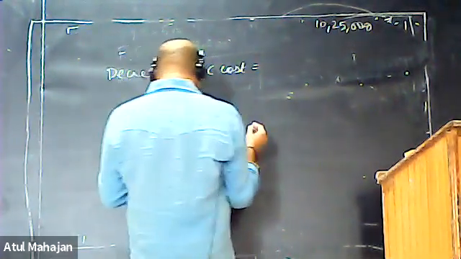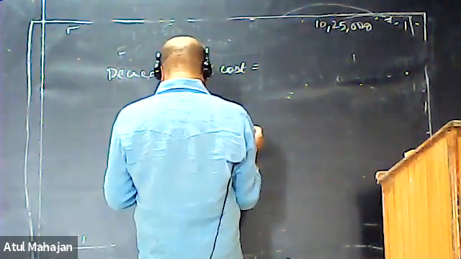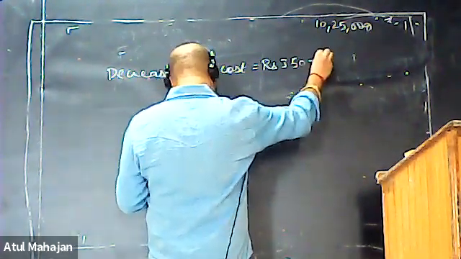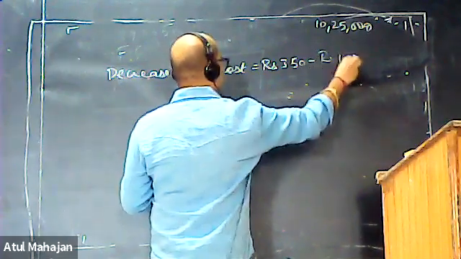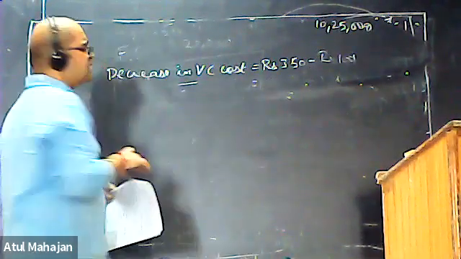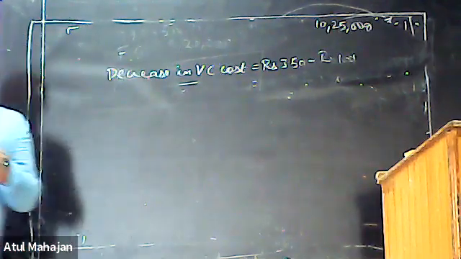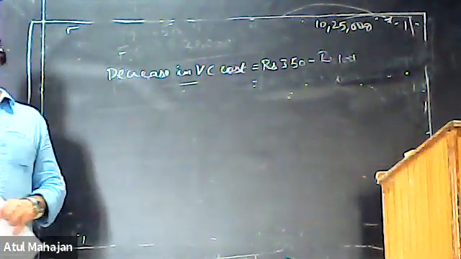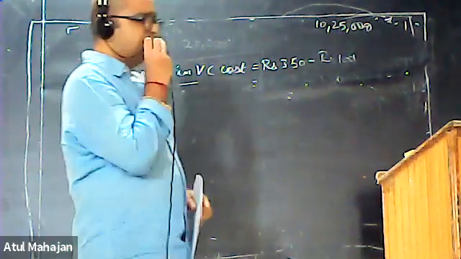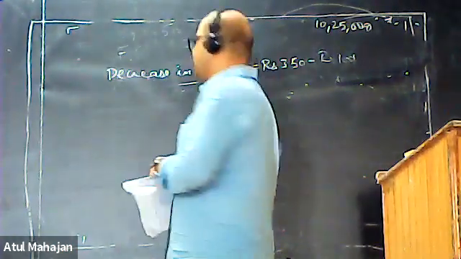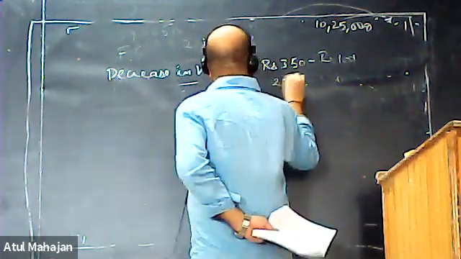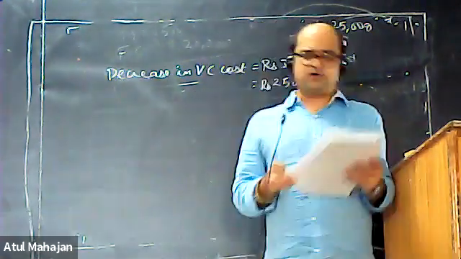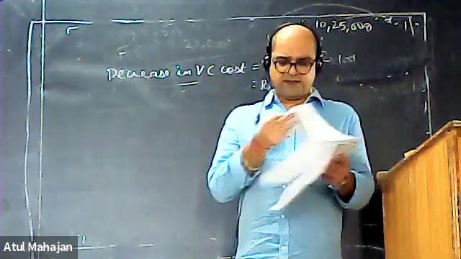Decrease in the variable cost is given by rupees 350 minus rupees 100. Now this decrease in variable cost was made for what reason? It was made in order to increase the contribution. So the value of decrease in variable cost over here is equal to rupees 250 per unit.